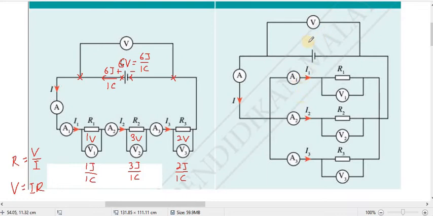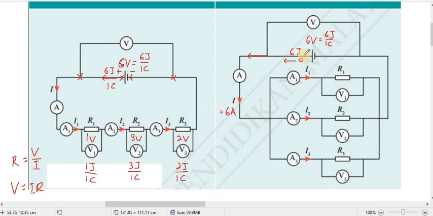Again, let's say this is a 6-volt battery. That means every 1 coulomb carries 6 joule. So this 1 coulomb of charge that comes out here carries 6 joule. So let's say that the current is 6 ampere. So that means every 1 second, how many coulomb come out?